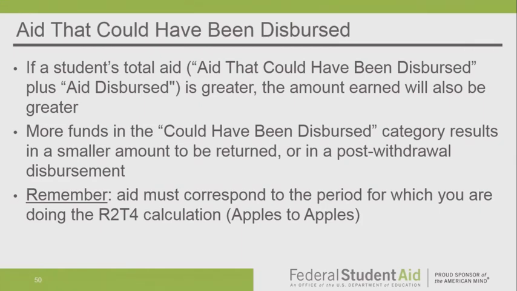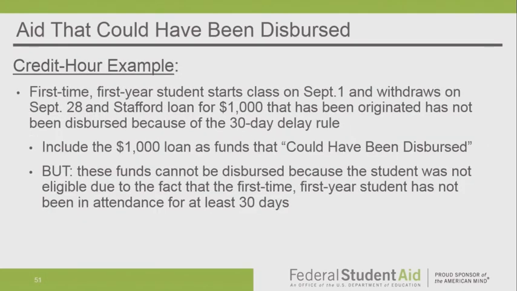Just a reminder here that when you're figuring out which aid you're talking about in step 1 of an R2T4 worksheet, make sure that you're using the aid that corresponds to the period of time that the R2T4 covers. Remember, we have payment period of enrollment, and you want to make sure that you're using the right aid for that period of time. In looking at aid that could have been disbursed, we have some examples.